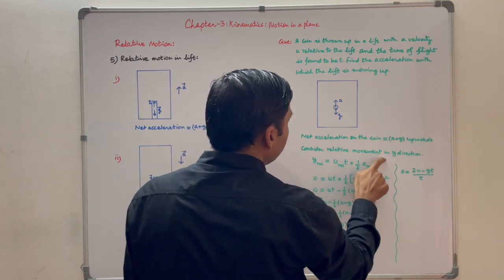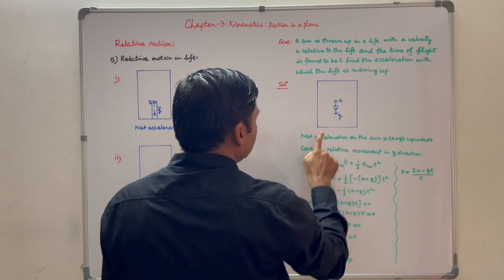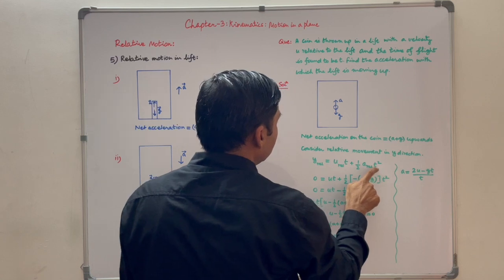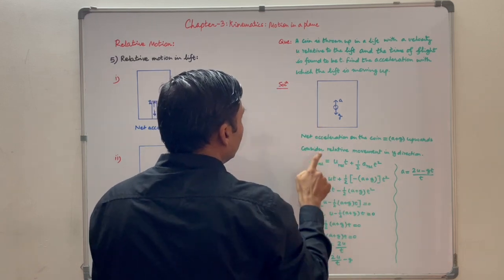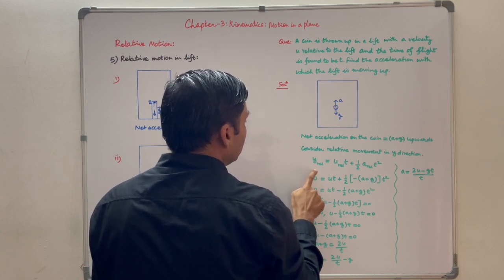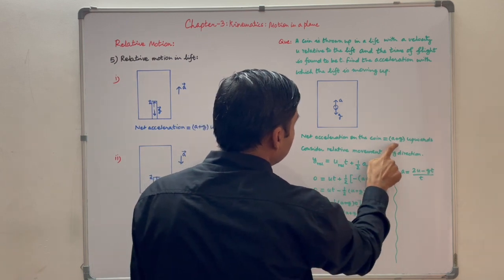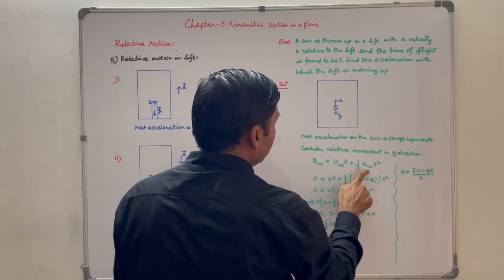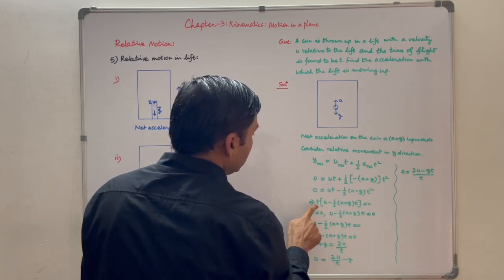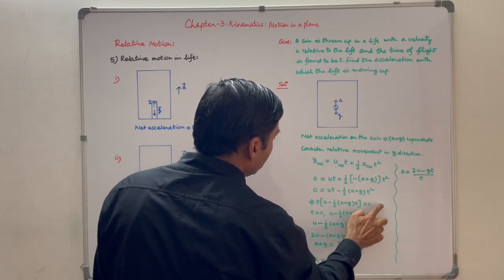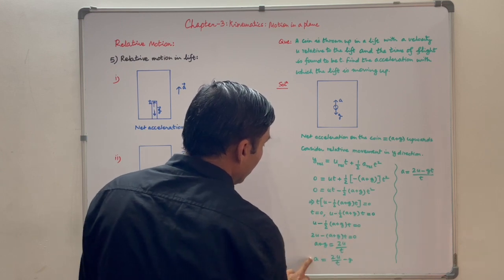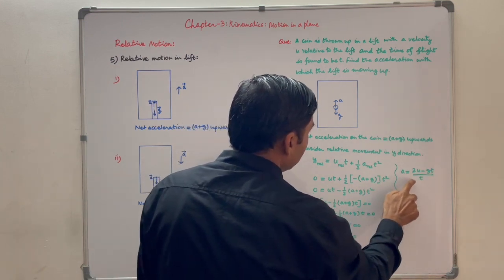Consider relative movement in y direction on the coin. So y relative is equal to u relative t plus 1 by 2 a relative t square. U relative is given as u. Y relative will be displacement of coin with respect to lift and that is equal to 0. A relative is a plus g. Since the coin is coming down, so a relative will be taken as minus. This gives a quadratic in t. So either t is equal to 0 or this whole is equal to 0. T cannot be equal to 0, so this whole is equal to 0. This gives value of a as 2u minus gt upon t.